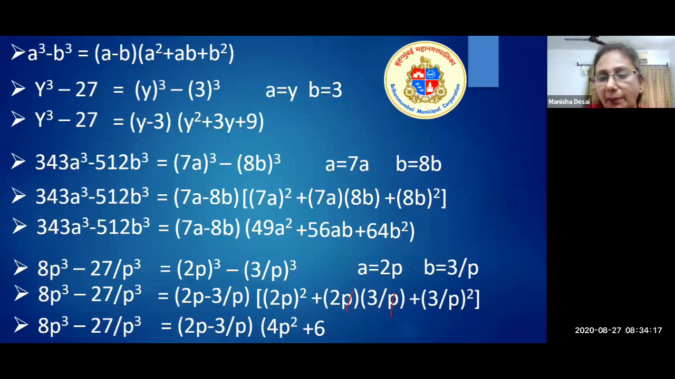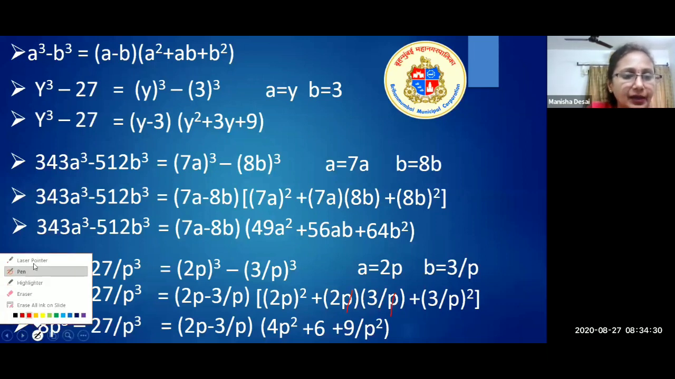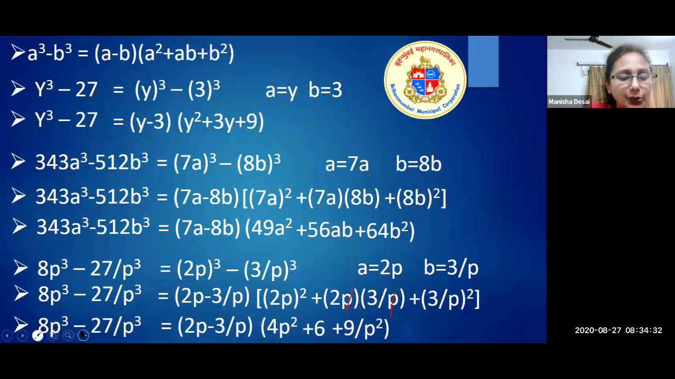Now plus 3 upon p the whole square. So what is the square of 3? 9. So it can be written as plus 9 upon p square. So we can say that 8p cube minus 27 upon p cube is equal to 2p minus 3 upon p into bracket 4p square plus 6 plus 9 upon p square. Very good students.